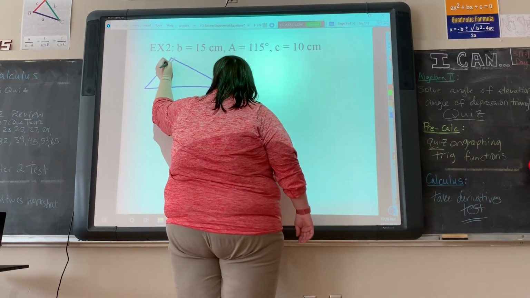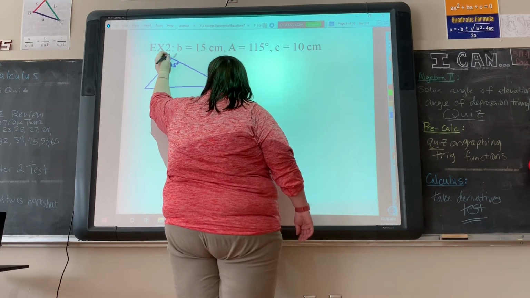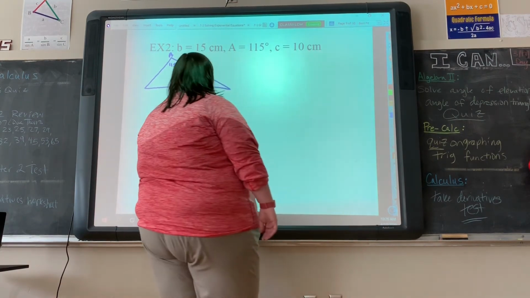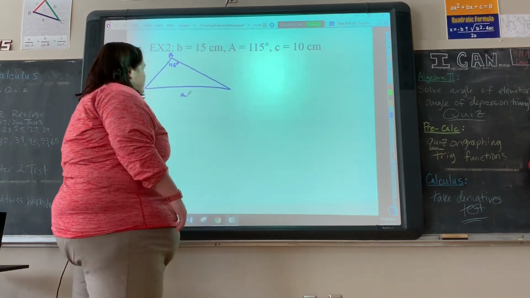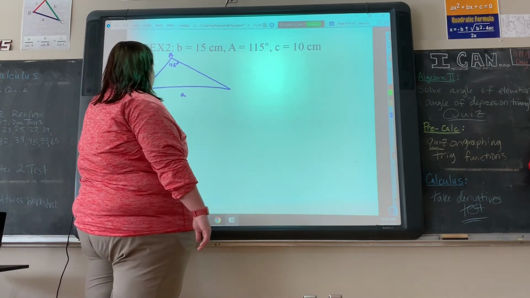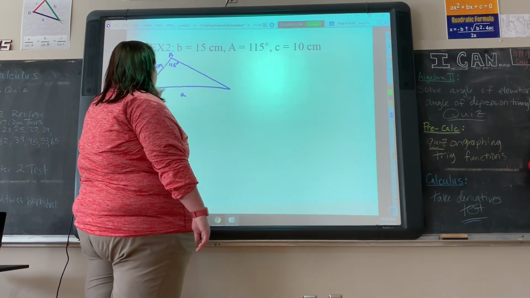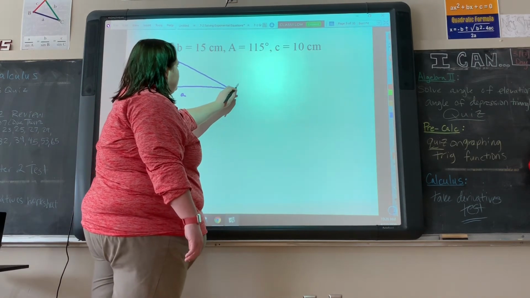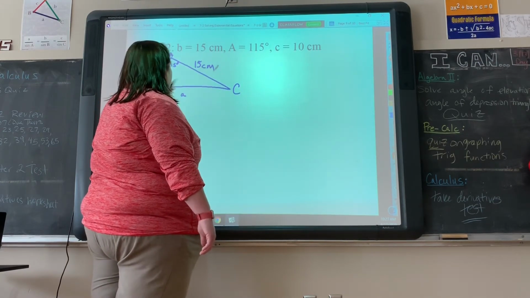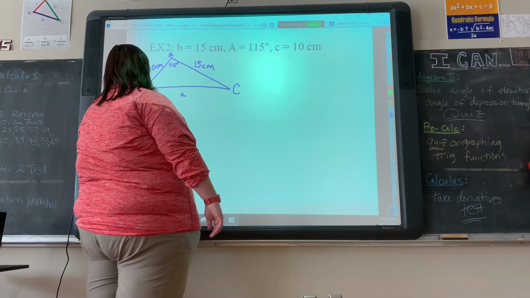So this is my biggest angle, so I'm going to give that 115. That's angle A, so side A would be across from it. Let's see. Those two are pretty similar. This was a little shorter, so I'm going to put my 10 centimeters here. And so this would be angle C, and then my 15 over here. And so that's angle B.